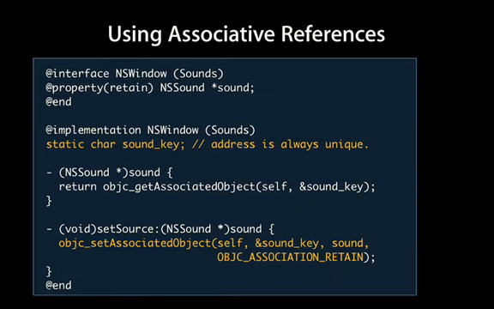To create an association between two objects, you call objc_setAssociatedObject. You pass it a pointer to an object, in this case the window, the key, which is the unique identifier, the sound, which is the value object, and a final parameter called the policy. In this case, the policy says we're going to retain the sound. So this tells the associative references system, when you create the association, go ahead and call retain.